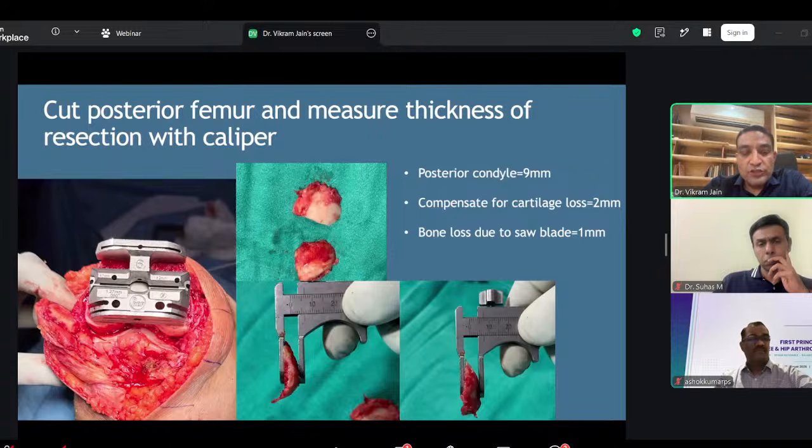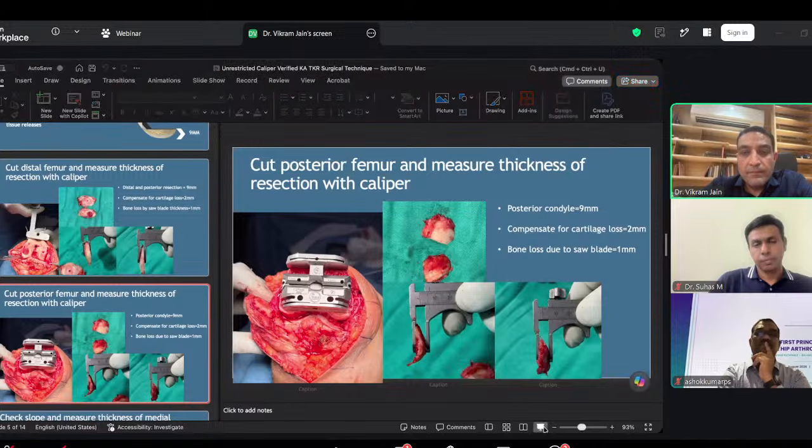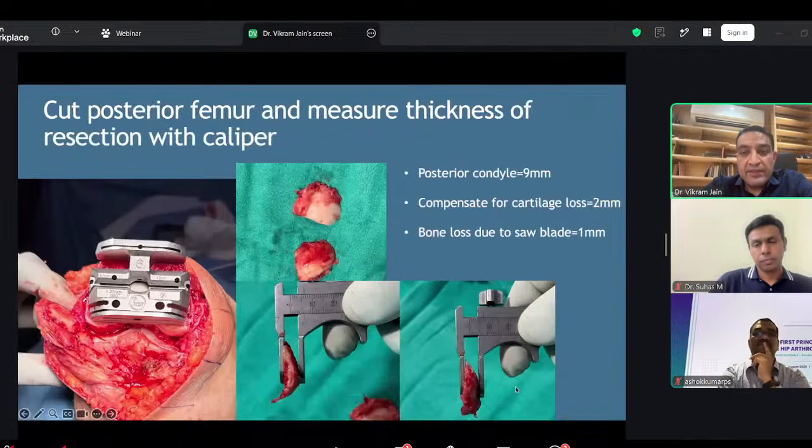On the posterior side, once you have referenced on the posterior femoral condyle, you want to cut parallel to the posterior condylar axis. In this particular case, it is 9 millimeter thickness, and because of the cartilage loss, you compensate by 2 millimeter, and for the thickness of the saw blade, you compensate by 1 millimeter.